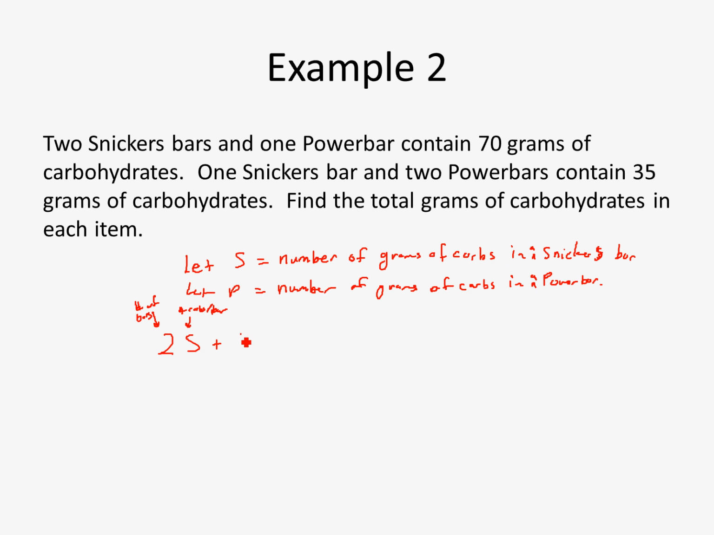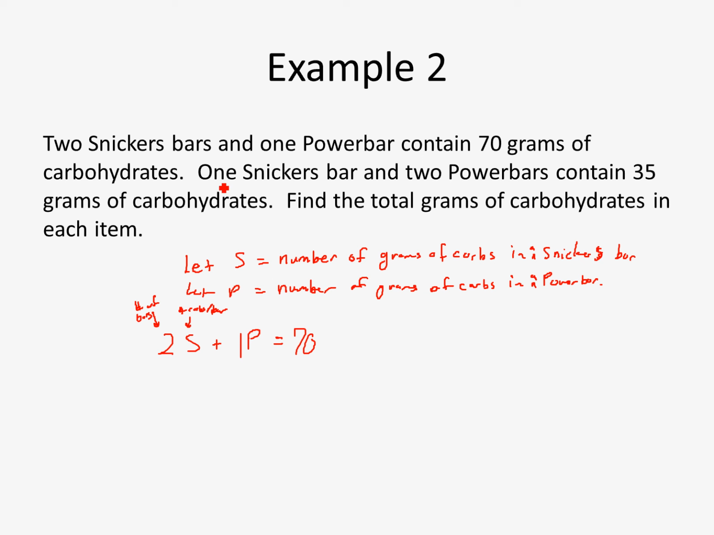So that means 1, which is the number of bars, times P, because remember, P represents the number of carbs in a Power bar. So if I take those and add them together, I get 70 grams of carbohydrates. These things that we're adding together should be grams of carbohydrates. And they are, because 2 is just a number. We're multiplying that by the grams of carbohydrates in a Snickers bar, and we're multiplying 1 by the grams of carbohydrates in a Power bar. So we're adding together grams of carbohydrates, and it should be 70 grams of carbohydrates. Okay, so that's the first equation.